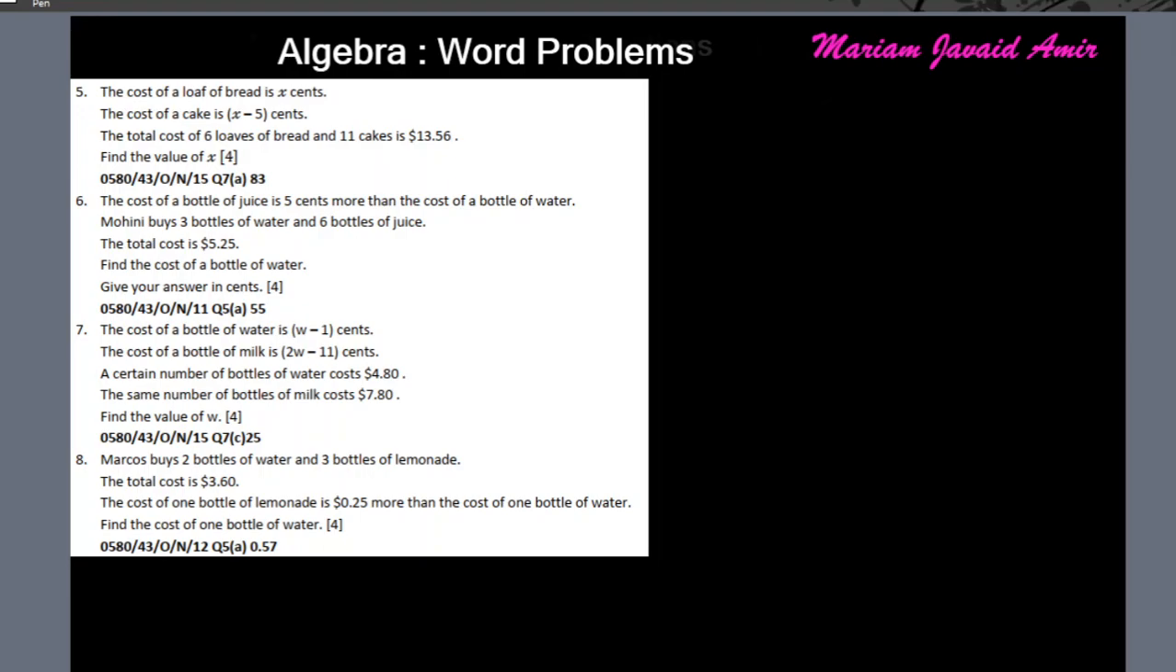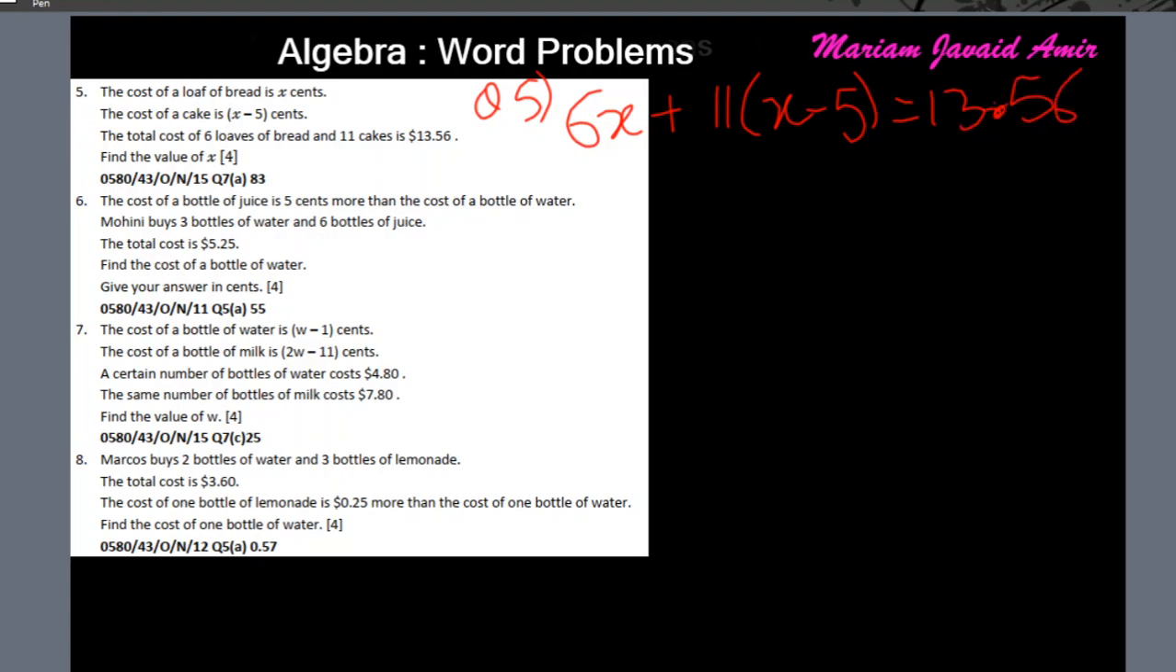Okay, next up is question number 5, which says the cost of a loaf of bread is x cents, the cost of cake is x minus 5 cents, the total cost of 6 loaves and 11 cakes is 13.56. I'll just form the equation for you. I don't have the stamina to solve it. The total cost of 6 loaves, so 6x, plus 11 cakes, so 11 times (x minus 5) equals 13.56. Open the brackets, rearrange, and you will get the answer for question 5.